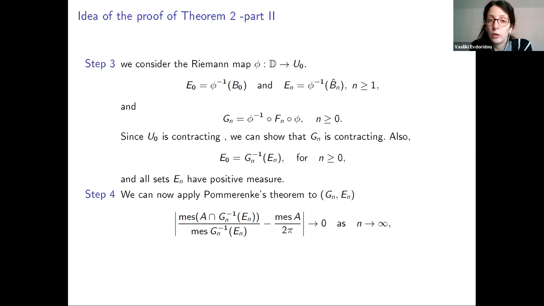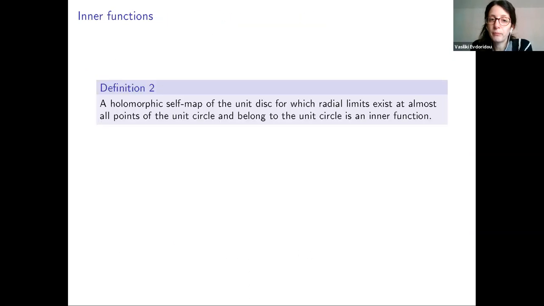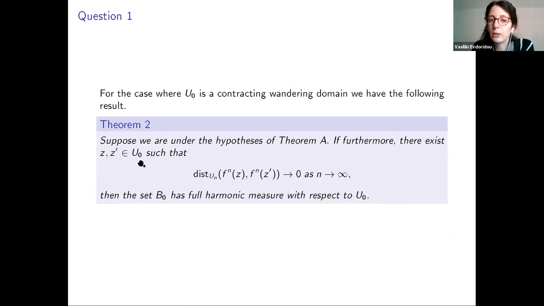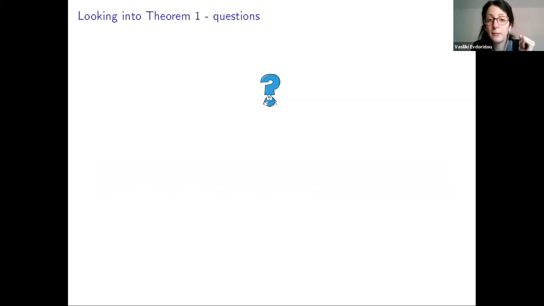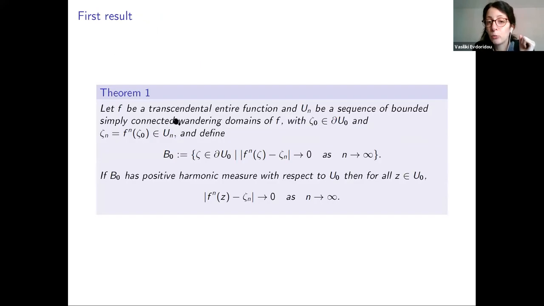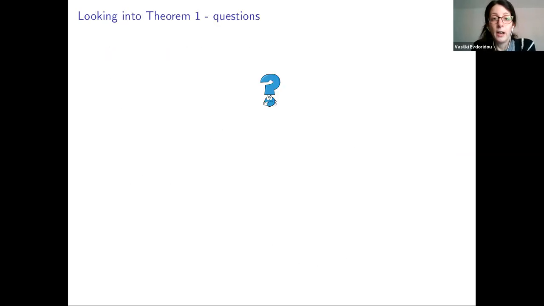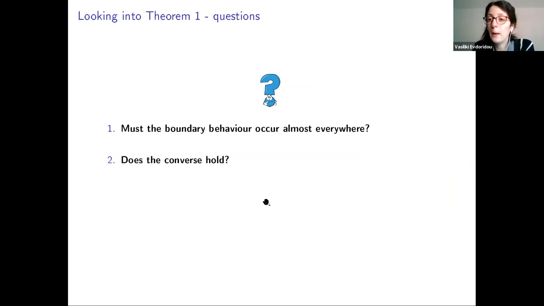What have we achieved now? We wanted to show that whenever we have this setup and our wandering domain is also contracting, then the set B naught has full harmonic measure with respect to U naught. And this is what we proved here. This result tells us that almost all points with respect to harmonic measure on the boundary of our wandering domain U naught have orbits which converge to the orbit zeta n. So B naught, again, one more time, was defined in this way. We assumed that it had positive harmonic measure and that our wandering domain was contracting. And we saw that actually this holds for almost all points on the boundary. So this was question one. And we can now move to question two.